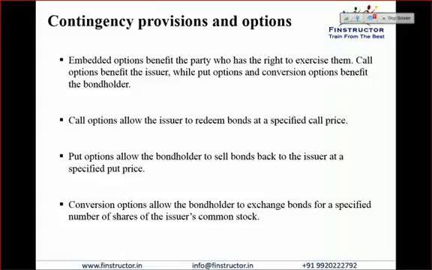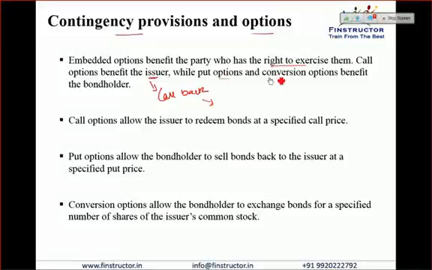A lot of bonds have contingency provisions and embedded options. Embedded options in a bond structure will benefit the party who has the right to exercise that option. We'll study options in more detail when we study derivatives, but understand, call options are generally kept with the issuer. That is, the issuer can call the bond back by paying a fixed lump sum to the investor. He can extinguish the bond or call the bond back.